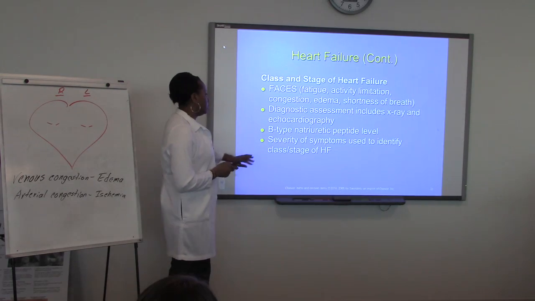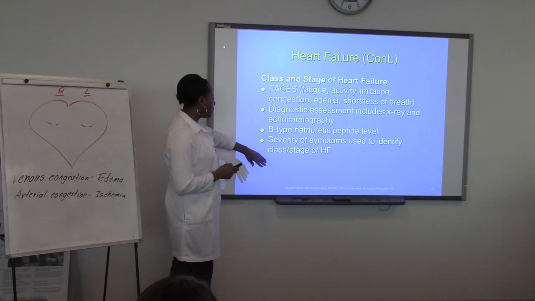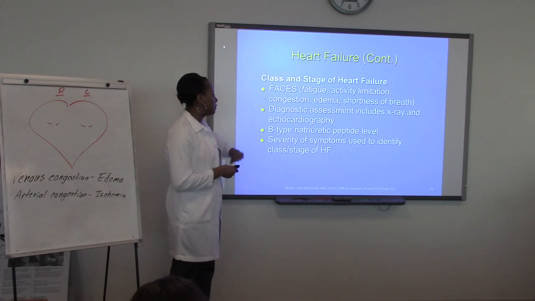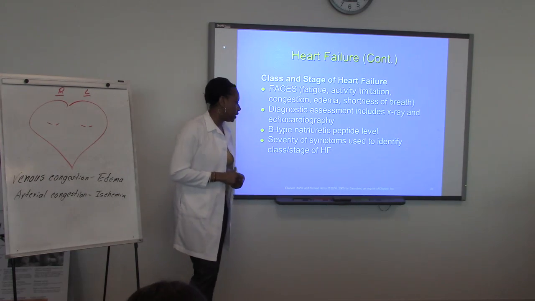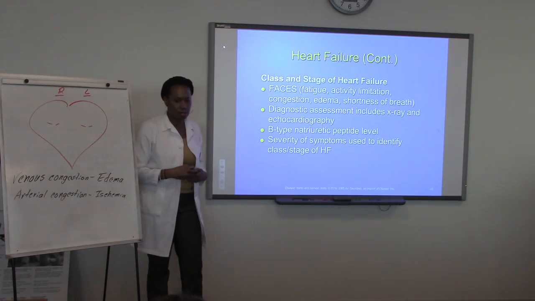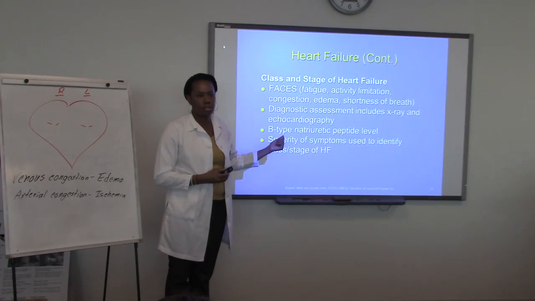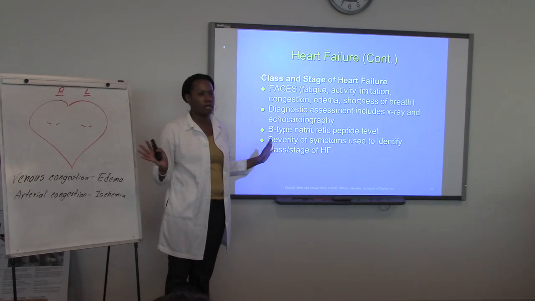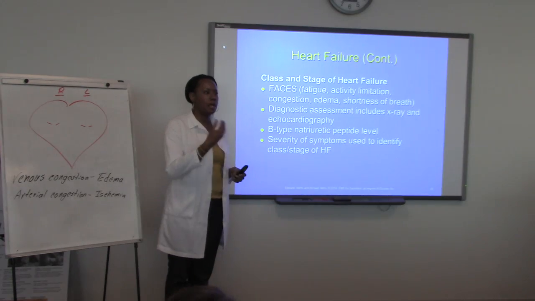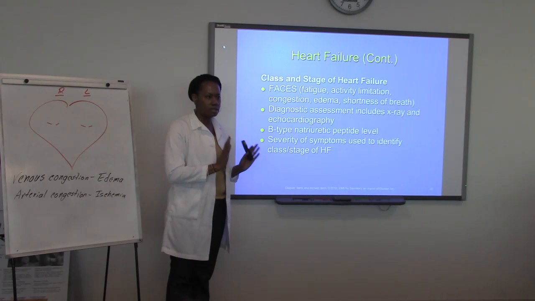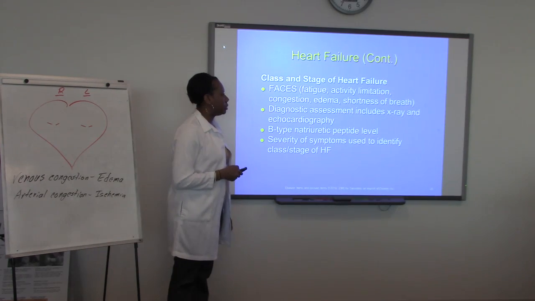Okay, and so they do look at the B-type natriuretic peptide levels, which helps make the heart contract, and the severity of symptoms are used to identify the classes or stages. And this has to be, keep in mind, monitored. Okay, so it's not just a one-time thing, and okay, that's it, we're done. Even after treatment, they still have to monitor and make sure that it is still back to the cardiac output and everything it should be.